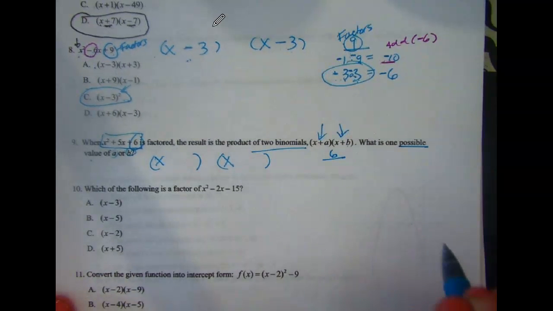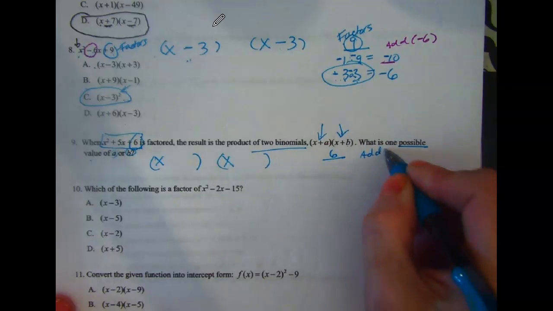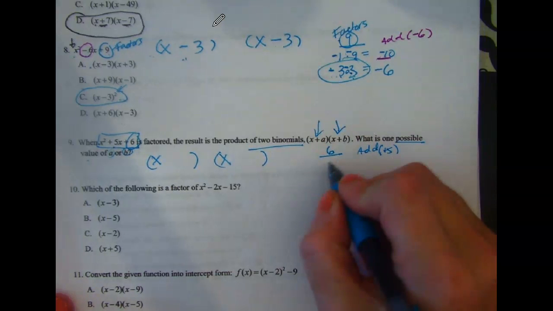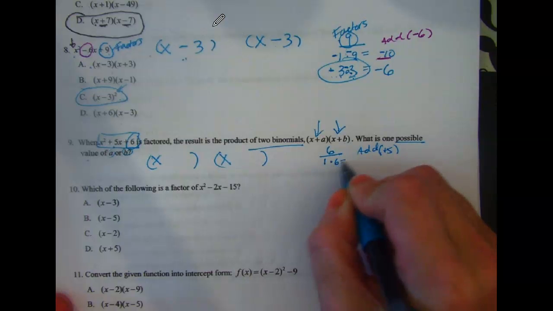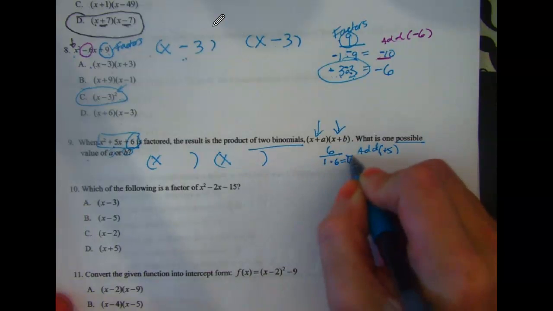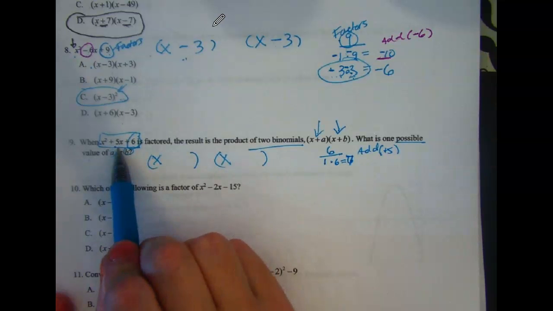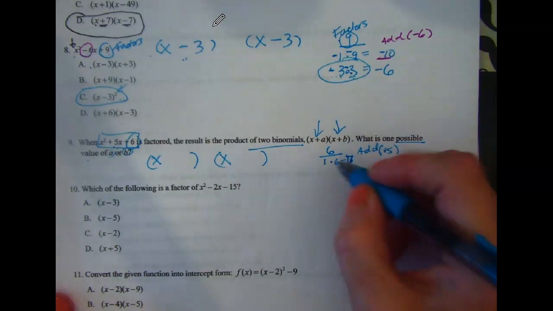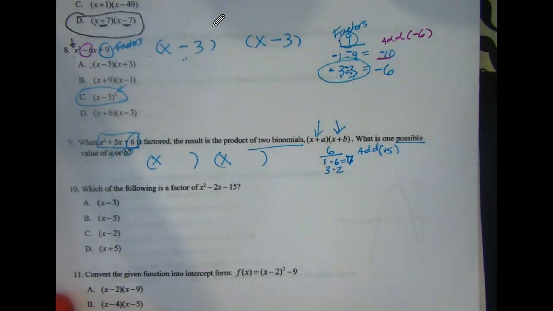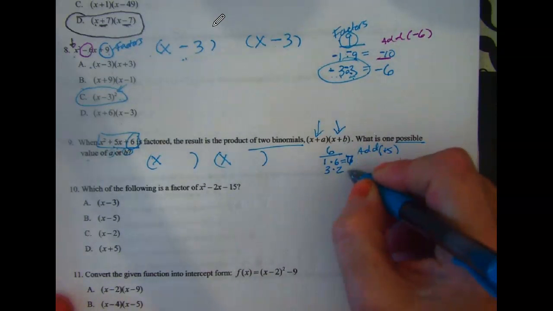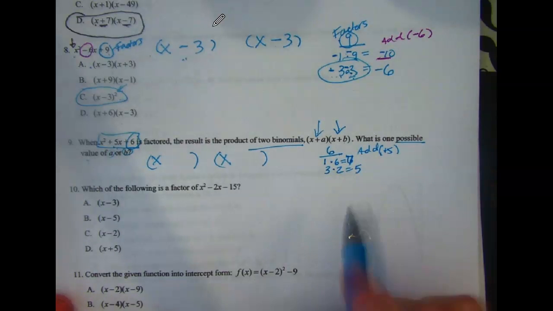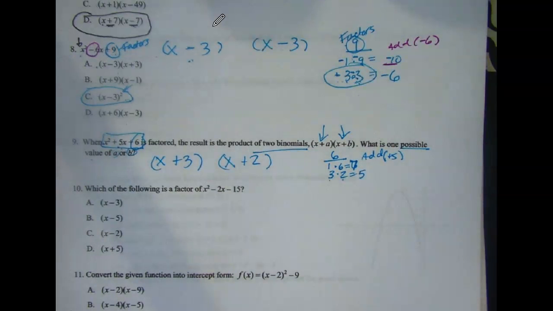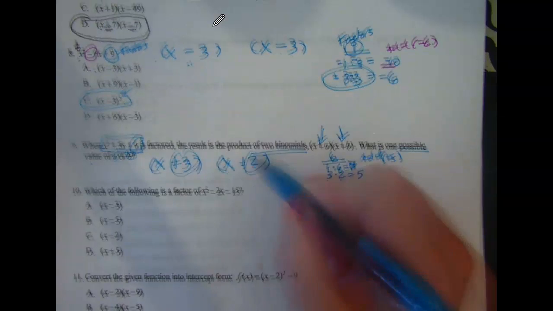I'm going to list the factors that, when I add them together, equal that positive 5 in the middle. So 1 times 6, when I add them, equals 7. Well, we don't want a 7 in the middle, so it's not there. What about if I were to take 3 and 2? When I add 3 and 2, I get 5. So it's a positive 3 and a positive 2, so plus 3 and plus 2. And possibly for A or B, you could have put 3 or 2.